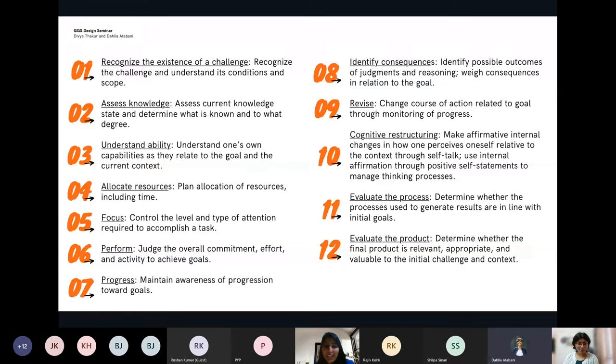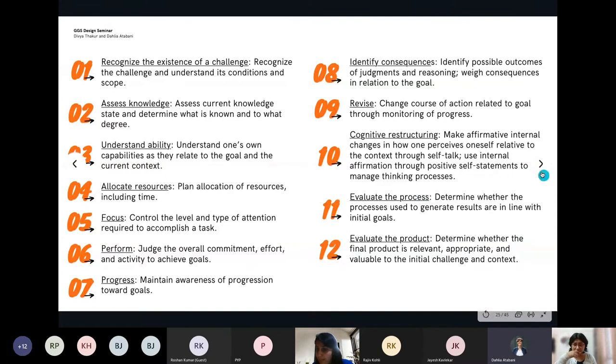So you also have other responses. Yes, Divya, you can take on these. Yeah, there are a few more over there. So one of the responses from ma'am is 10, 11, 10, 12, that is cognitive restructuring. Evaluate the process and evaluate the product are critical thinking. So I totally agree with you, ma'am, that evaluate the process, in which we are talking about determining whether the processes used to generate results are in line with initial goals or not. So it is definitely critical thinking, because we are talking about our final goals, whether we are able to achieve them or not.